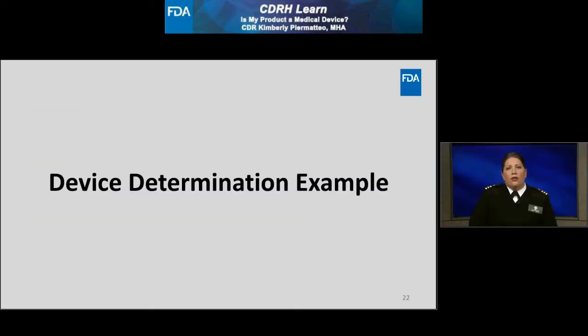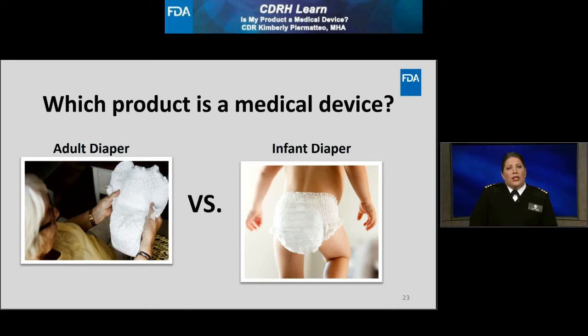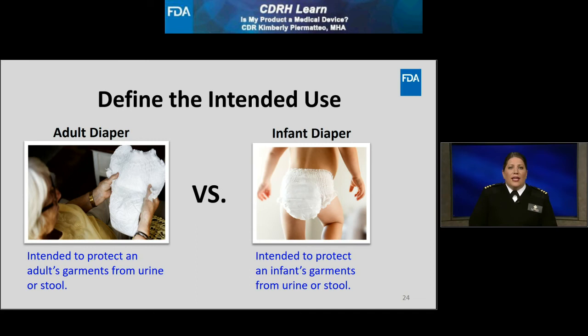Next, I will walk you through an example of how to determine if a product meets the definition of a medical device. For this device determination example, the two products I'm going to assess and determine if they meet the definition of a medical device are an adult diaper and an infant diaper. Defining the intended use of your product is key. In this example, the broad intended use for both diapers is to protect garments from urine or stool.